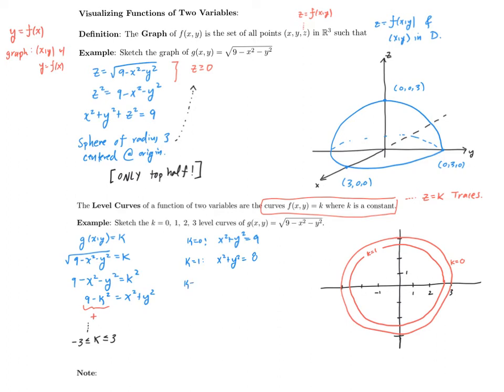For k equals 2, playing the same game over again, x squared plus y squared is 9 minus 2 squared. So 9 minus 4 is 5. A circle of radius square root 5 centered at the origin, and square root 5 is a number a little bit bigger than 2. So roughly speaking, and I know these are not perfect, and they're not required to be, the graph would look something like this. So this would be k equals 2.